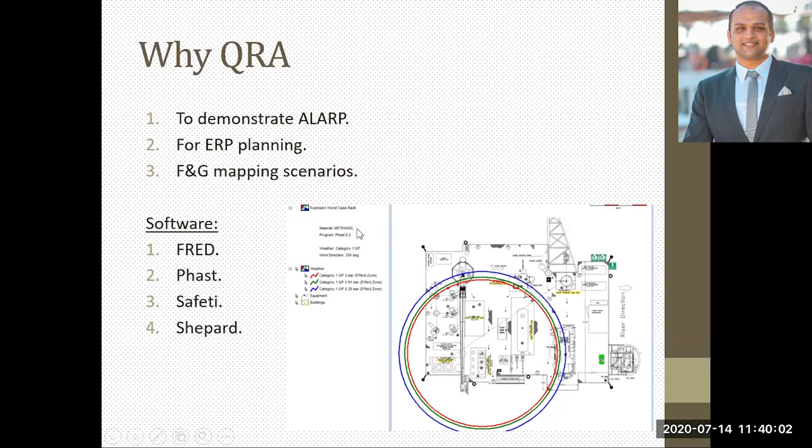You have to put in some assumptions, like the weather 1.5F, where 1.5 is meters per second and F is the stability class of the weather. Then the direction is 350 degrees. The outcome is contours, and you can see there is one red, green, and blue, and you put these numbers in there. For example, it's an explosion, worst case radii. For sure, the one inside, in red, is the highest one.